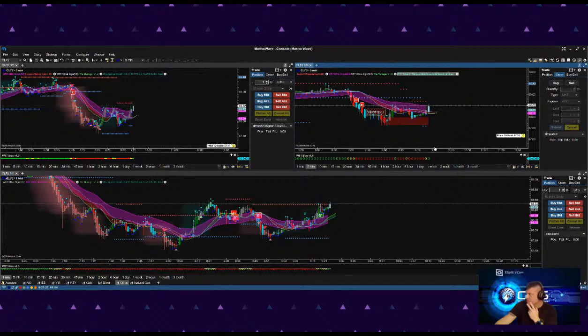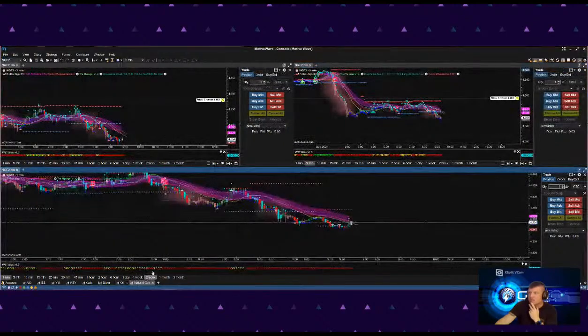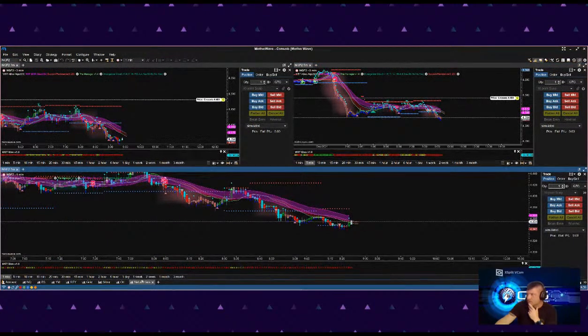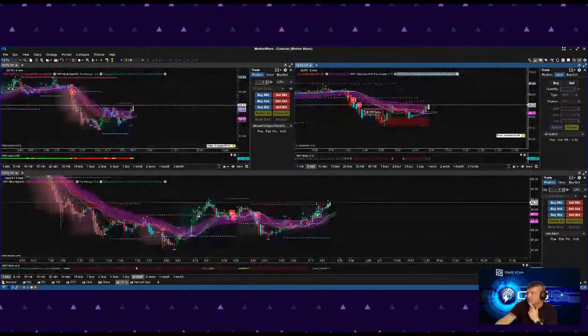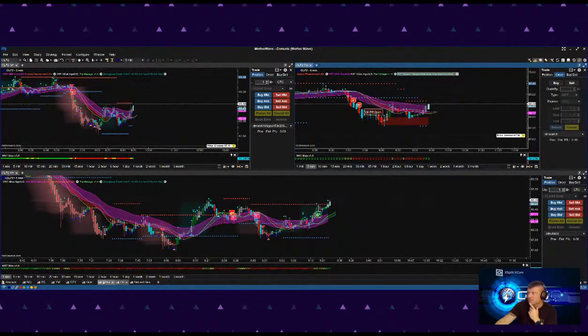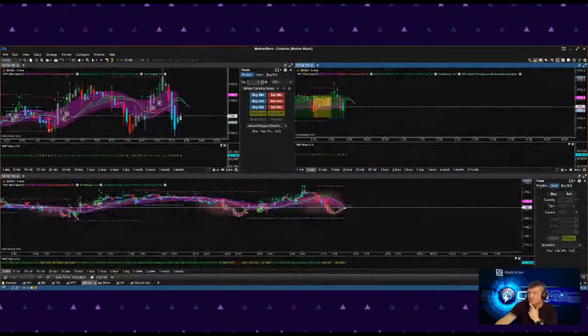I would probably be looking for it to change over after this candle closes. If you look at the bias down here, it might turn over. And if it does, cool. If it doesn't, okay, no problem. Still plenty of other avenues for us to look.